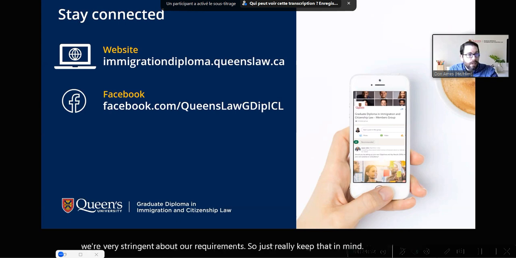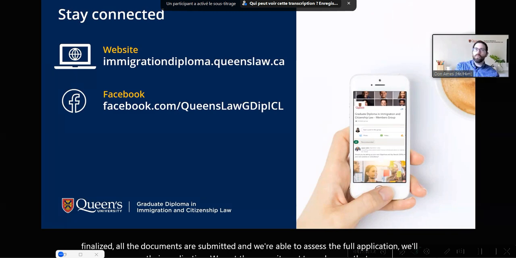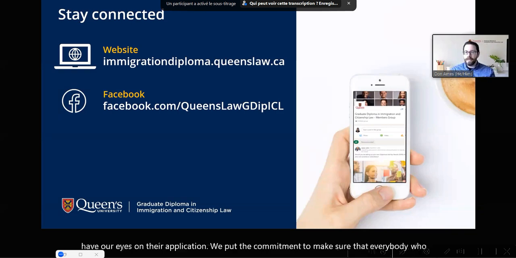Final question. Somebody's asking about equal opportunity between access pathway and standard admission. Yep, everybody gets reviewed. Any application that we receive that's finalized, all the documents are submitted, and we're able to assess the full application, we'll have our eyes on their application. We put the commitment to make sure that everybody who provides the time and effort and monetary requirement when it comes to this application process gets an assessment from us. So it's equal across the board.